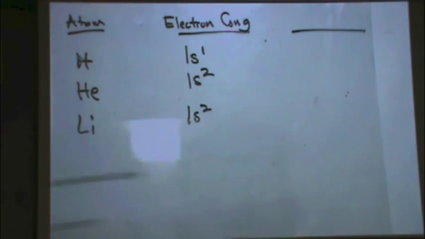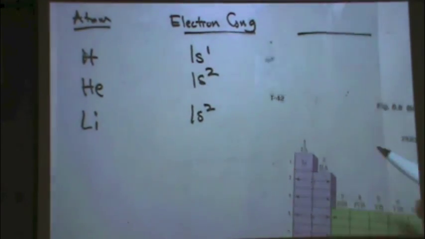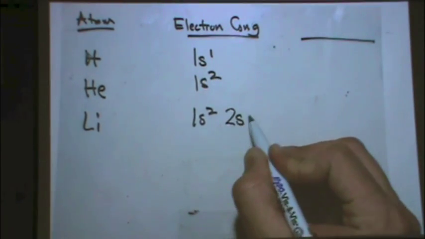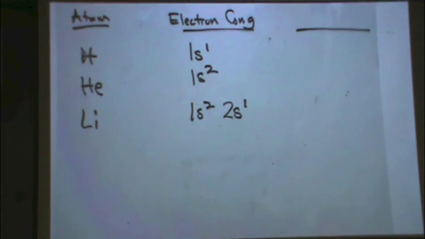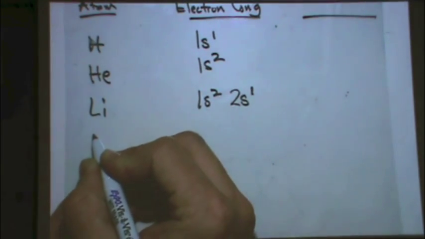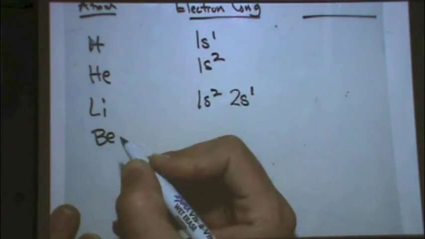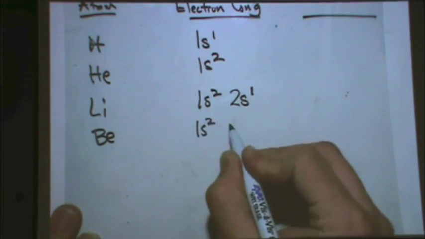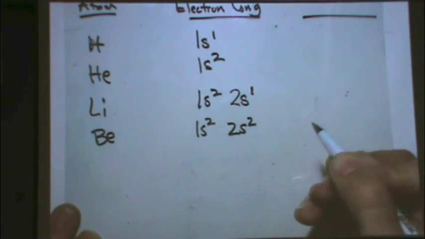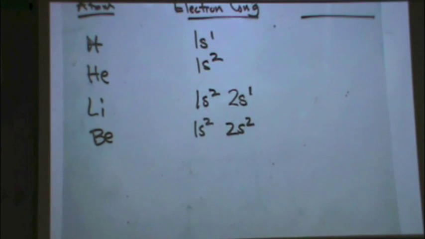Lithium's in the second row, that's why we're going down to the 2s now as the next energy level, and we're going to put 1 electron in the 2s. Remember, 1s is full, it can only take 2 electrons. Then beryllium. Beryllium is 1s2. Now it's going to put a second electron in the 2s. Now the 2s is full. With beryllium having 2 electrons in the 2s, 2s can't take any more.